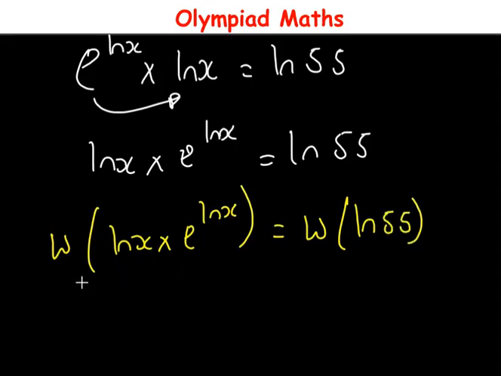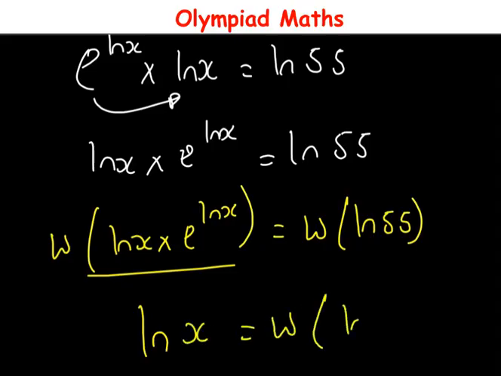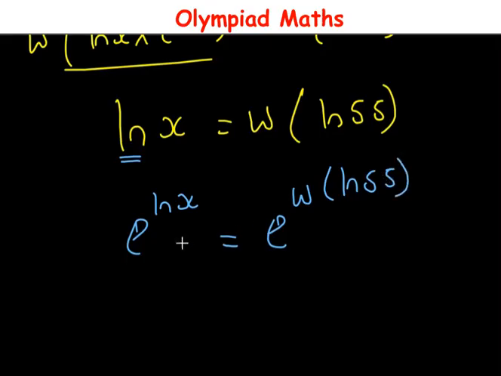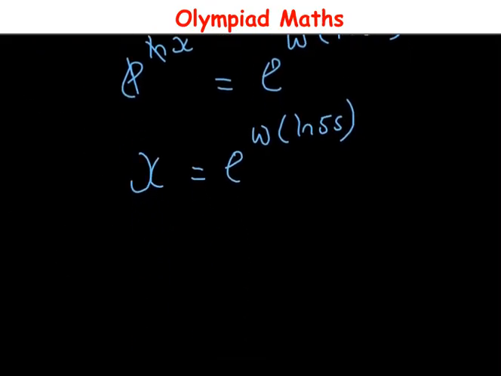Now if you apply the Lambert W function to this expression right here, what we get is ln x is equal to W of ln 55. Good. So with this, to solve for x, we're going to eliminate this ln here, and to do so, introduce e. So e raised to power ln x is equal to e raised to power W of ln 55. With this, e will cancel ln, and x is then equal to e raised to power W of ln 55. So this is the value of x.